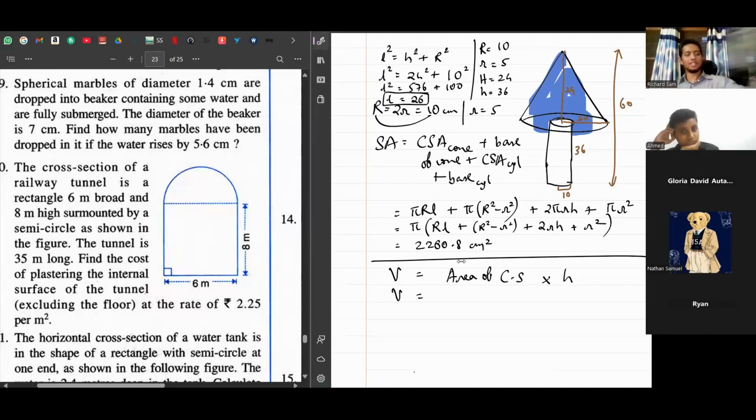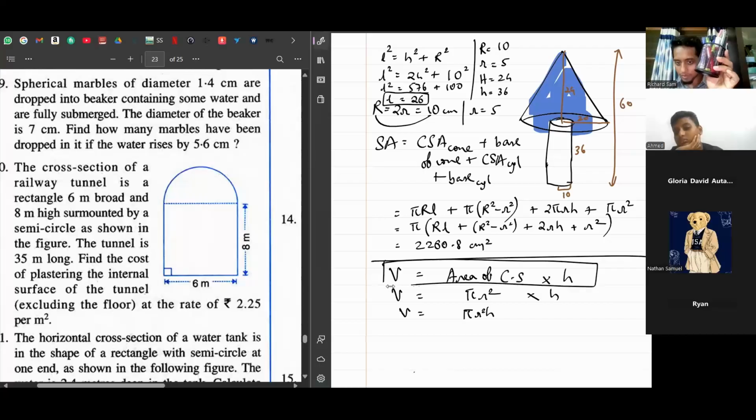Here, this is a cylinder. How do you find the volume of cylinder? We found the area of this shape here. What is this cross section? What shape is this? Circle. This area of cross section is pi r square into height h. That's how we got the formula for volume of cylinder, pi r square h. Correct.